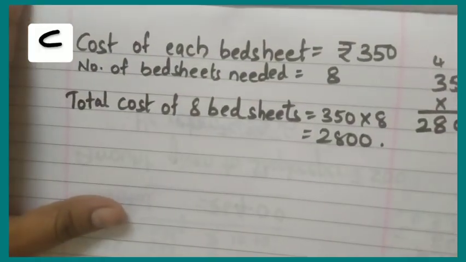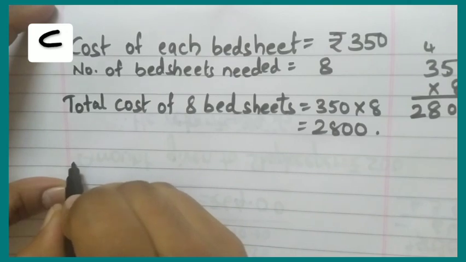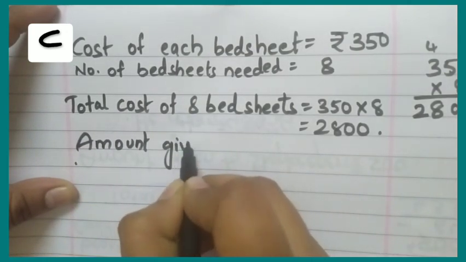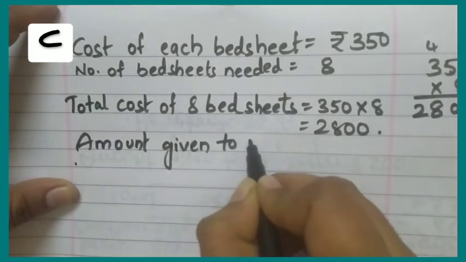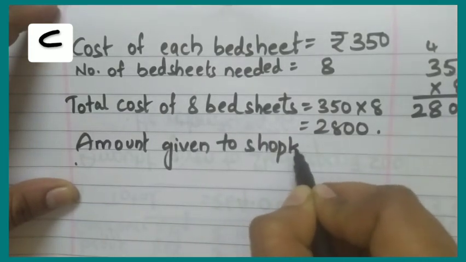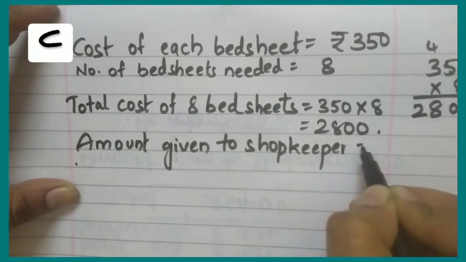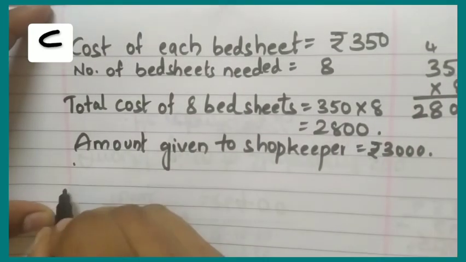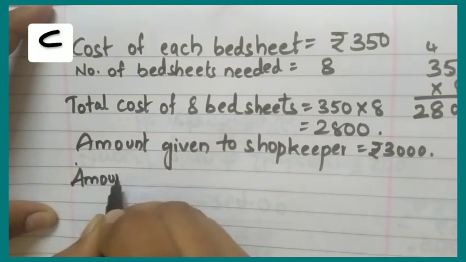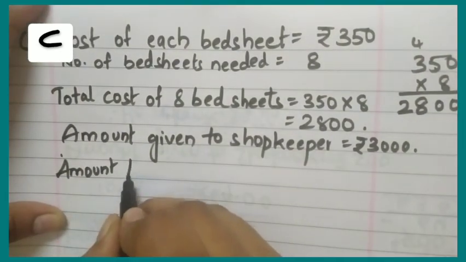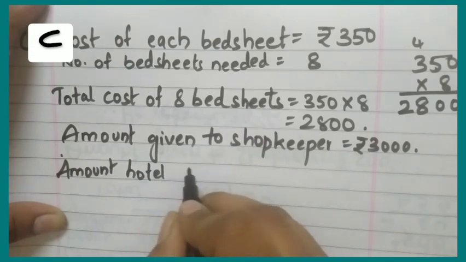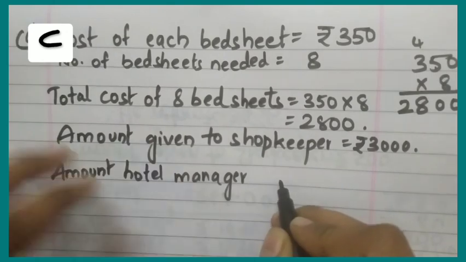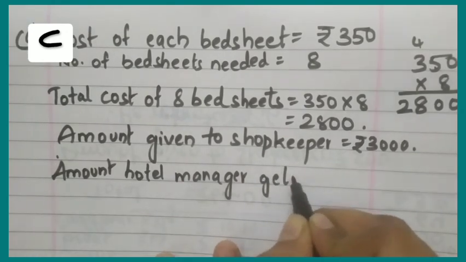Okay. Now we will find amount given to shopkeeper. Amount given to shopkeeper. How much? 3,000 rupees. Okay. Now amount hotel manager gets in return.